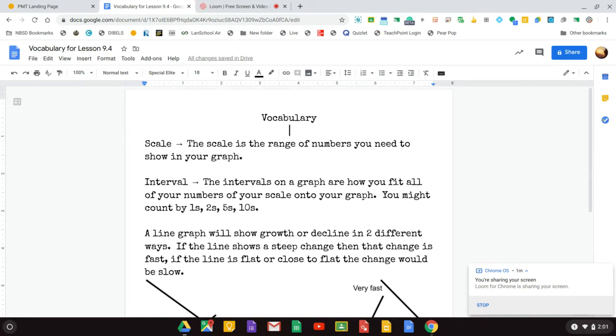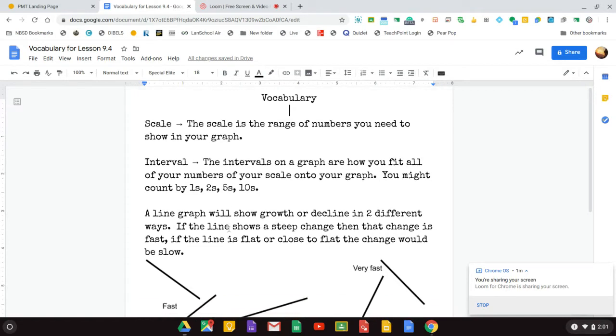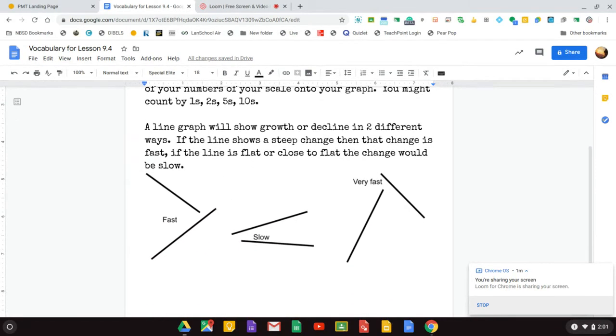On a line graph, you'll see it'll ask you about growth or decline. You'll see lines either going pretty steep up or down, and that means there was a faster change. If you see lines that are a little bit flatter or even flat, it might mean there's slow growth or no growth. And sometimes they're super steep, and that means the growth or the decline is very fast.